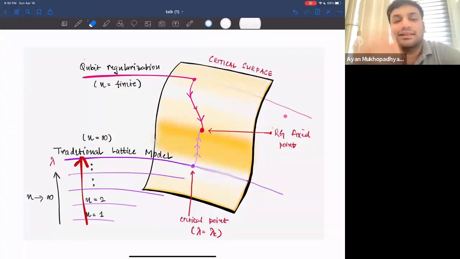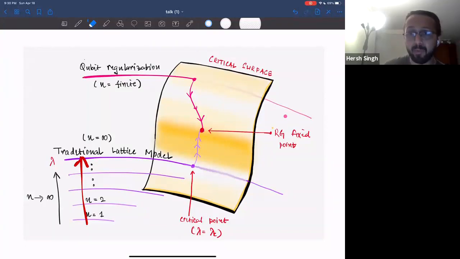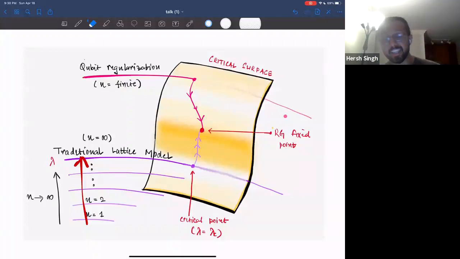Okay. Thanks for the clarification. I see, so there are some irrelevant deformations, and it's still a massless theory, but with irrelevant deformations. That's right. So basically, the critical surface is simply a surface of massless theories, all of which have the same low energy physics. So there is no relevant operator here, essentially. That's right. Thanks for that clarification.